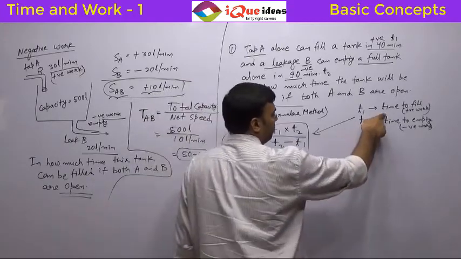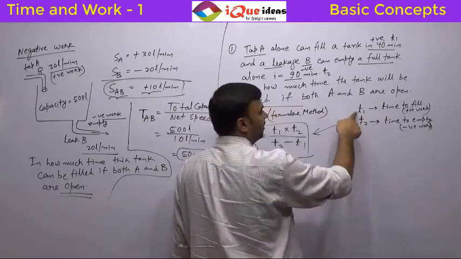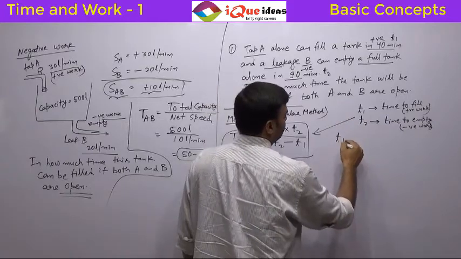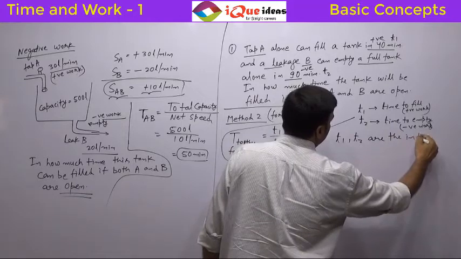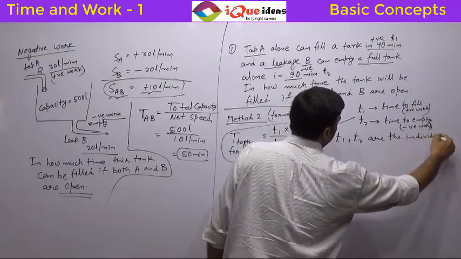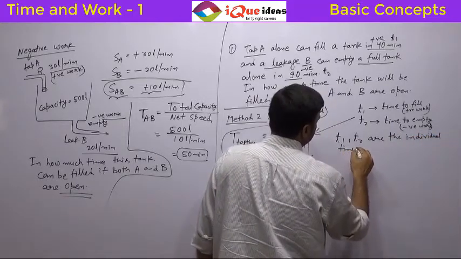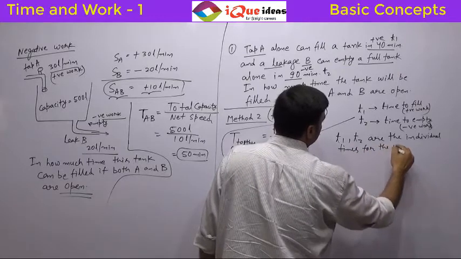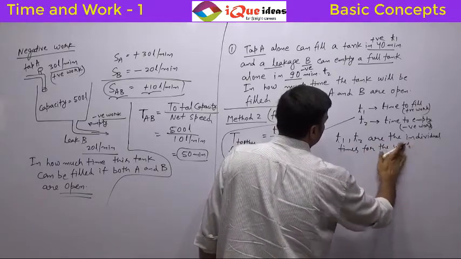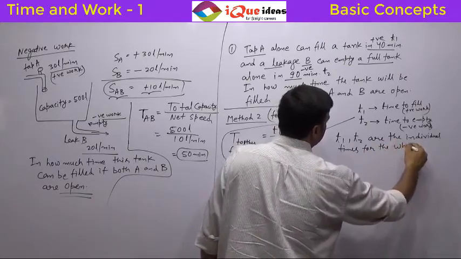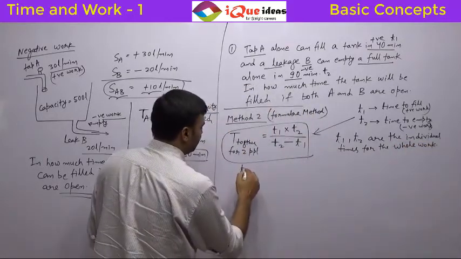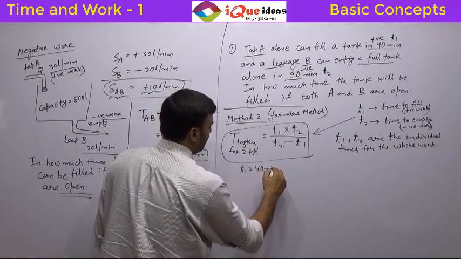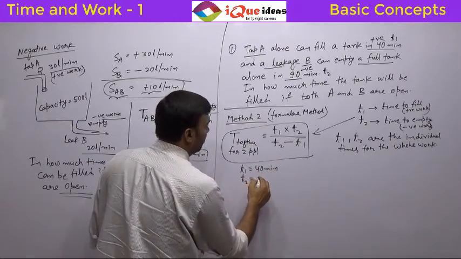One person should be doing positive work, one person should be doing negative work. T1 and T2 are their individual times for the whole work. So this formula can be directly applied. In this case, T1 is given as 40 minutes. T2 is given as 90 minutes.